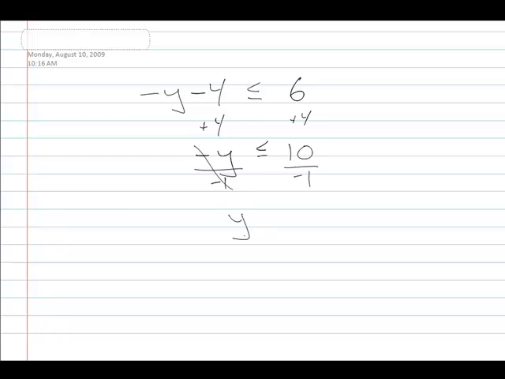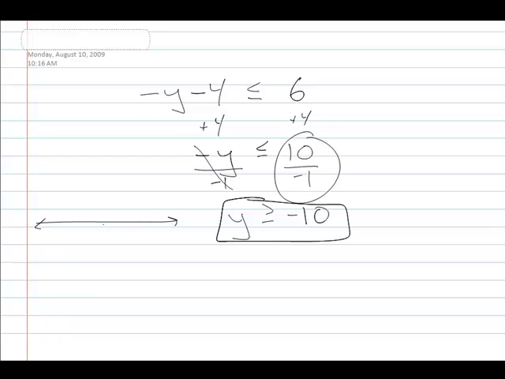Now we have y. But remember, when multiplying or dividing by a negative, we switch the sign. So this is now going to be greater than or equal to, and then 10 divided by negative 1 will be negative 10. So we do everything the same, it's just that in addition to that, we flip the sign when we divide or multiply by a negative. So now we have y is greater than or equal to negative 10.